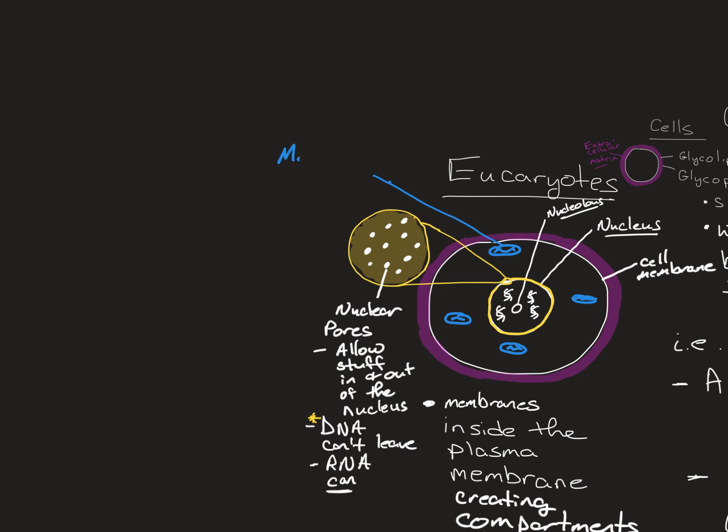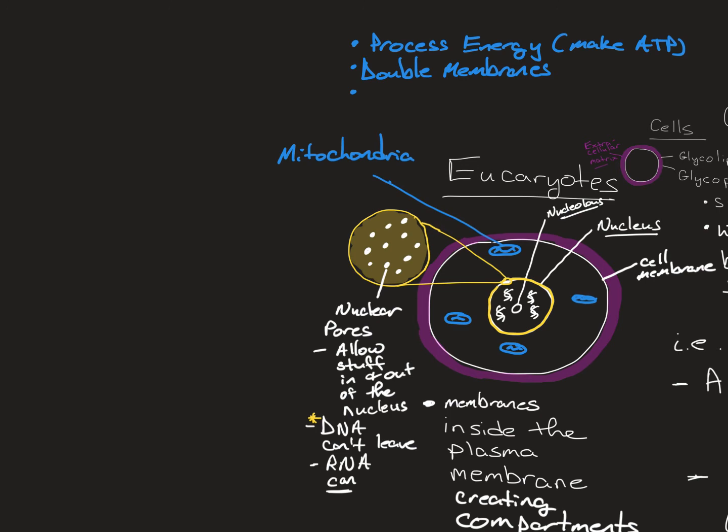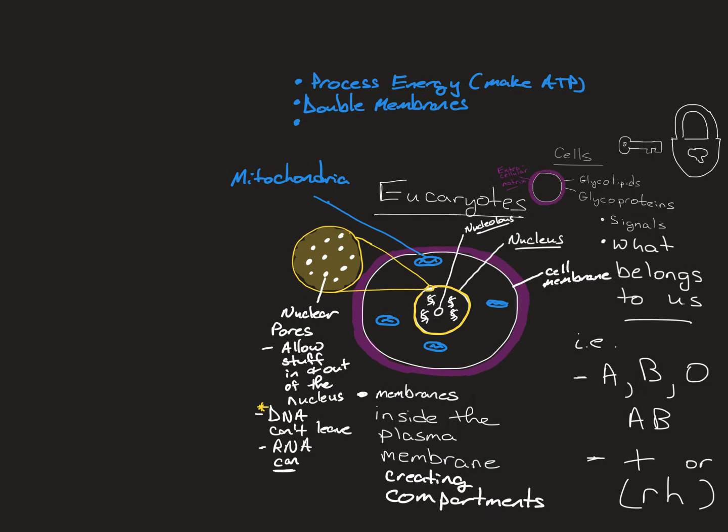And it's called a mitochondria. And mitochondria have double membranes, mitochondria process energy, they make ATP. We'll talk about what ATP is later. So you should know that's why they call it the powerhouse of the cell. You've heard of that before, I'm sure, in elementary school.